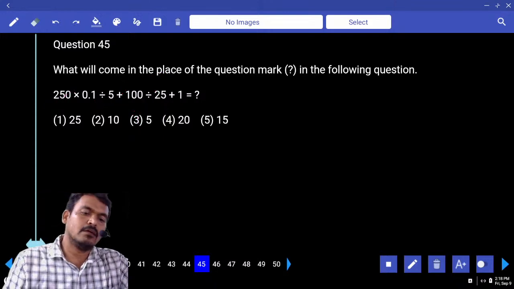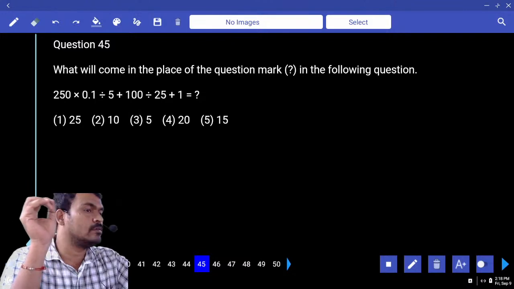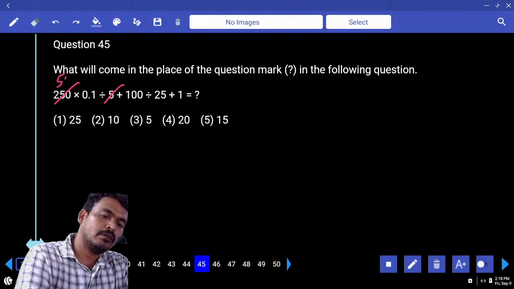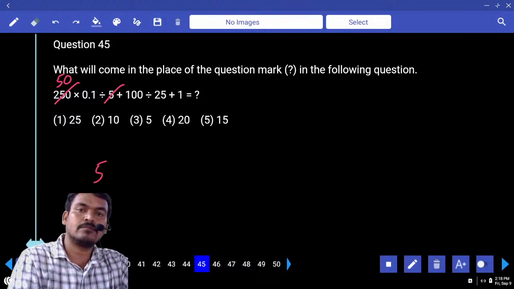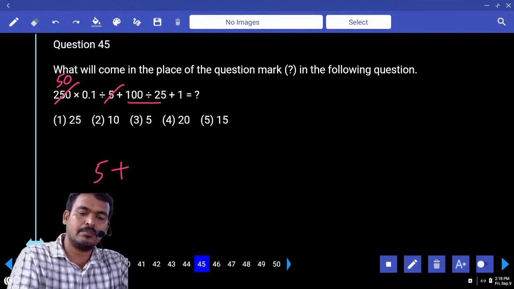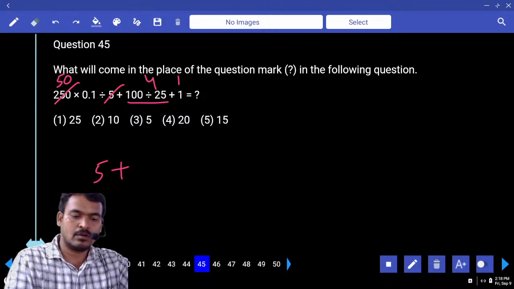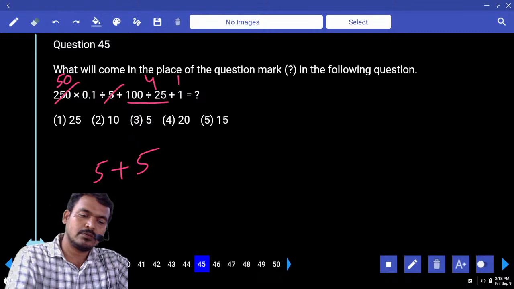45. First priority, 250 into 0.1 divide by how much? 5 or not? One, we return 5 how many times? 250, 50 times or not? 50 into 0.1, 5 or not? Plus 100 divided by 25, 4. 4 plus 1 or not? Total, it is 5 plus 5 or only 5? 5 plus 5. How much? 10 or not?